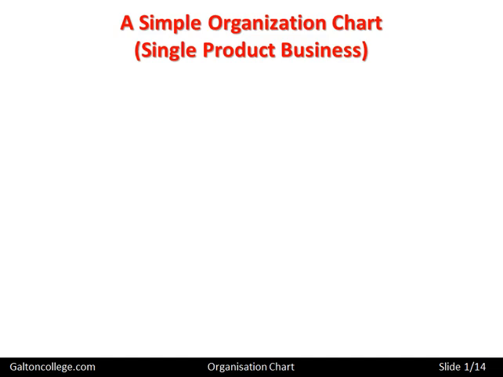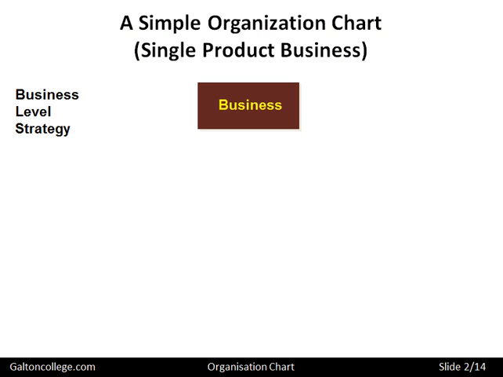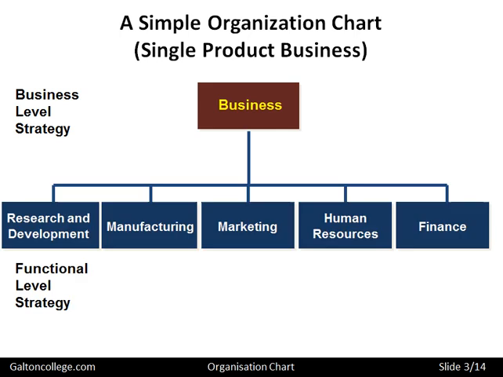In this class we want to look at a simple organization chart and just see how simple organizations can be developed. So we start with the business level, and here we've got a simple block to say business. Underneath we could have the functional level, and the functional level is made up from different expertise and different skills within the workforce that are necessary to enable the business to function.